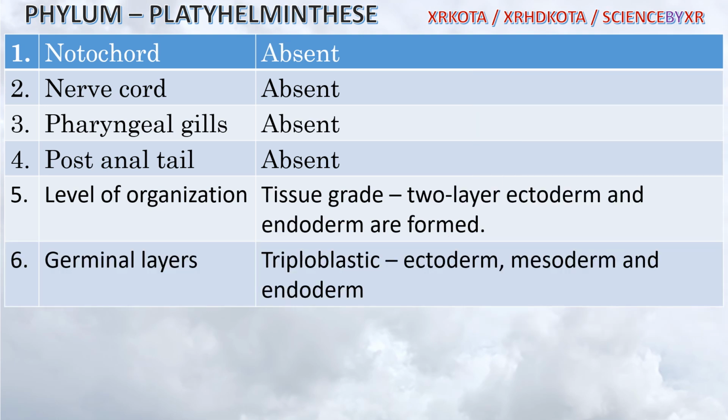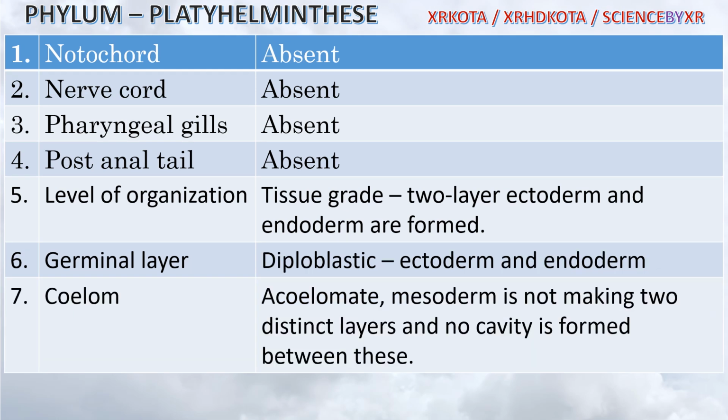Next is germinal layer. So they are triploblastic. Three germ layers are clearly seen in them. First time the third germ layer, mesoderm, has come, because before this the two phyla which were there, that is the Coelenterata and Ctenophora, both were diploblastic. Here the mesoderm has come first time, so they are triploblastic.